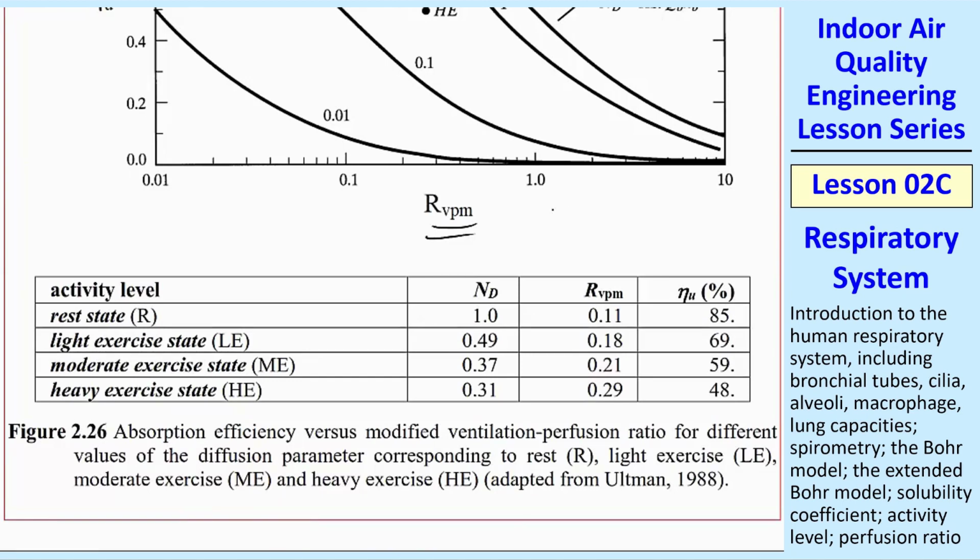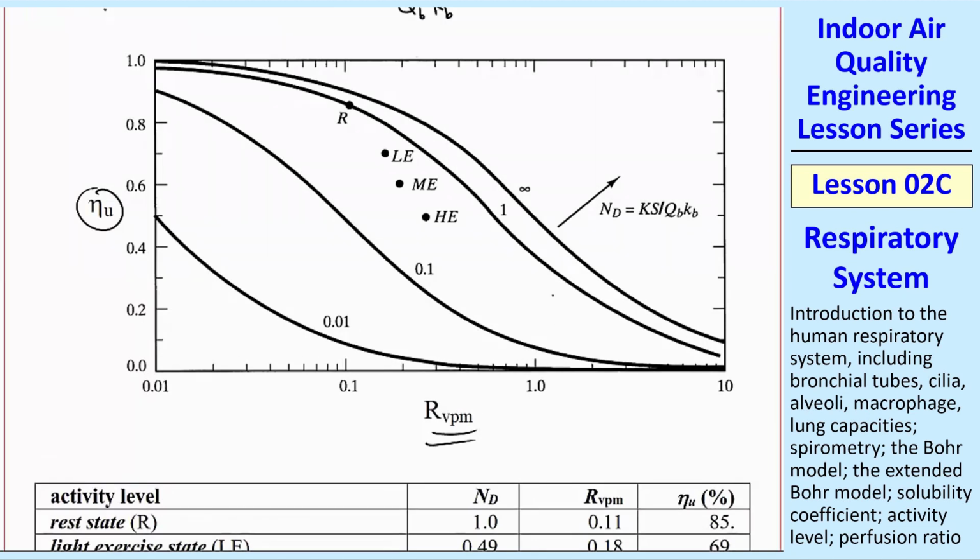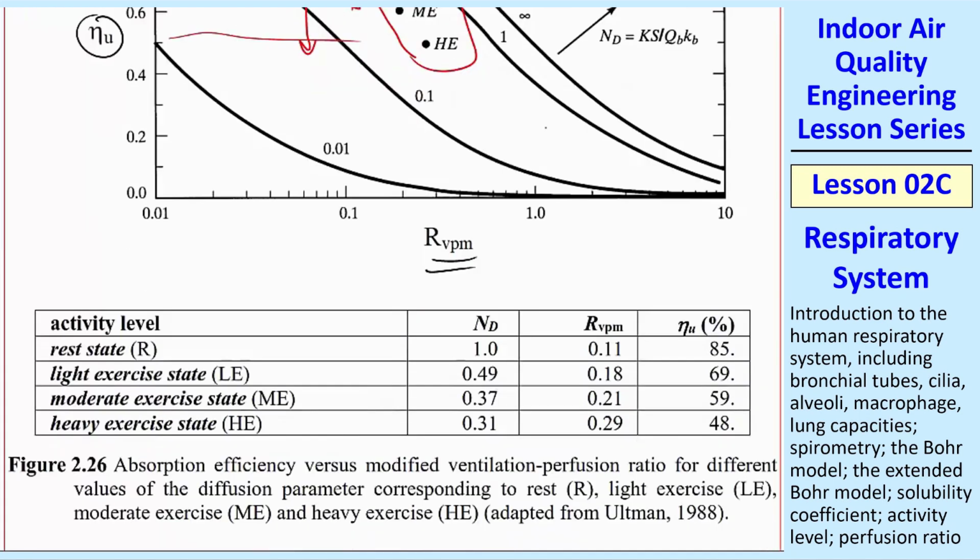And you can see that in this case, we're looking at the uptake efficiency for oxygen. This is a complicated plot, but what I want to emphasize here, without going into a lot of detail, is that the efficiency drops from roughly 90% at rest to more like 50% at heavy exercise. So you can see that here, 85% down to 48% to be precise. RVPM increases, but not fast enough.